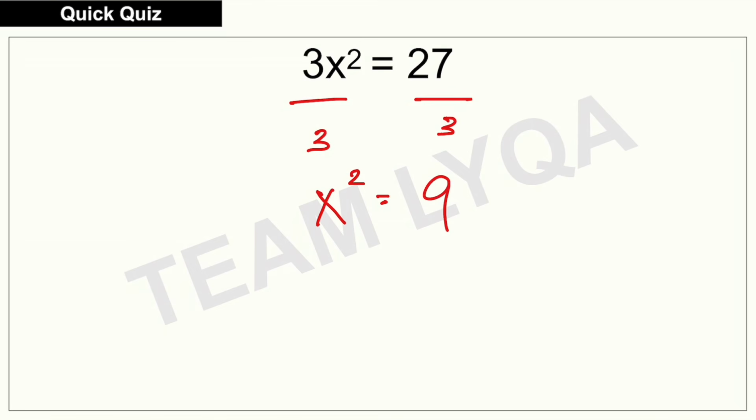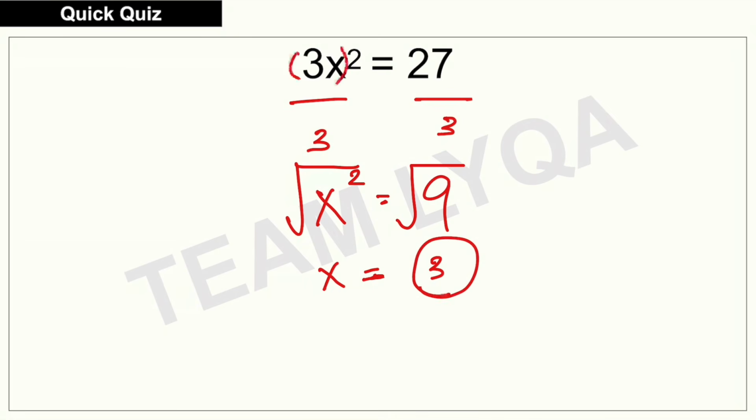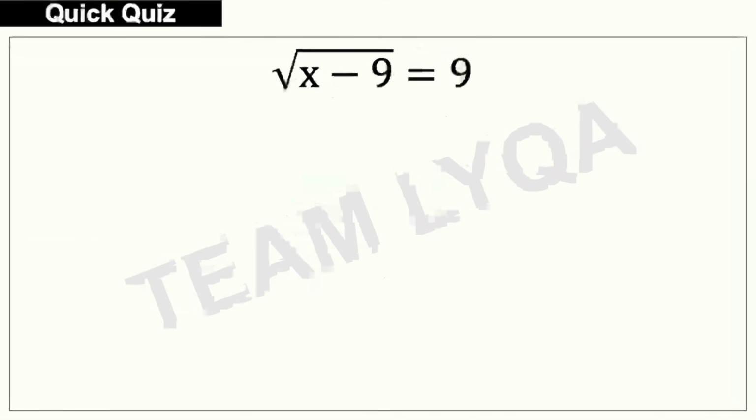Tapos, dahil squared siya, para mawala yung pagiging squared niya, isa-square root ko both sides. So, this will be x is equal to 3. Okay? Kasi ang 9 is 3 times 3. So, the answer here is 3. Okay? Now, ganyan yan. Iba ang kaso kung sakaling nakaparenthesis ito. Pero dahil yan ang pagkakasulat, ito ang tamang sagot.